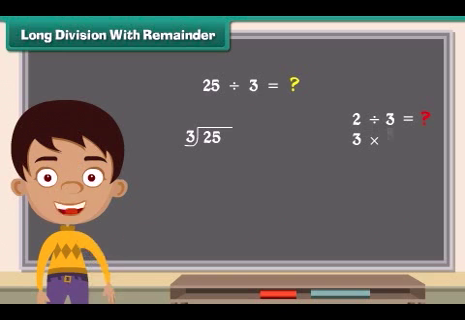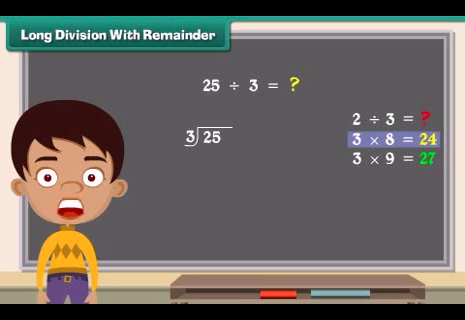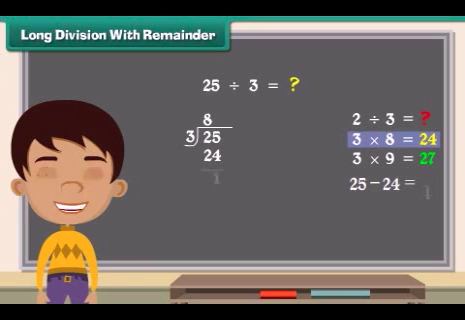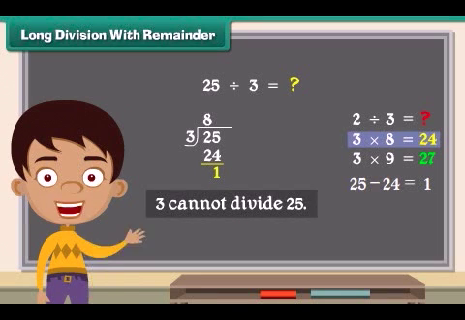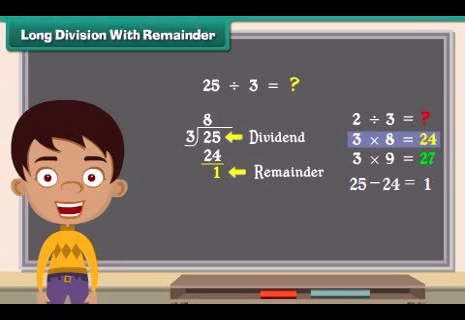We know 3 multiplied by 8 is 24, and 3 multiplied by 9 is 27. 27 is more than 25. So we will take 3 multiplied by 8, which is 24. So put 8 right above 25, and put the answer below 25. Now subtract. 25 minus 24 is 1. We can see 3 cannot divide further as we get a remainder of 1. Here 25 is the dividend, 3 is the divisor, 8 is the quotient, and the remainder is 1.